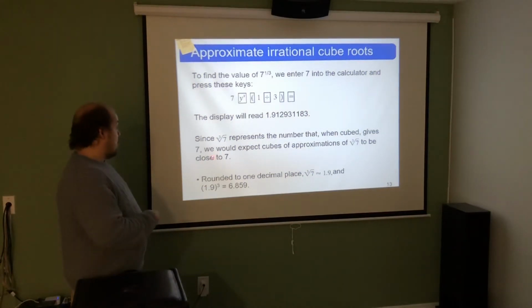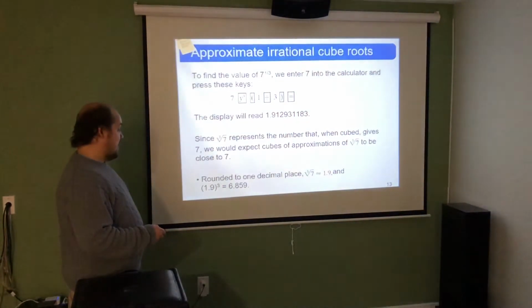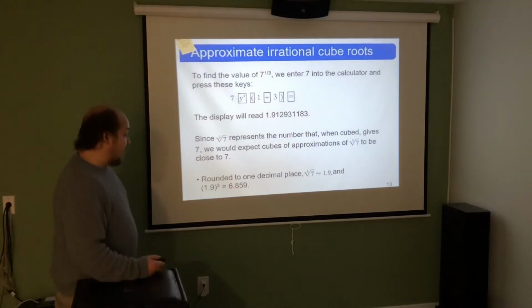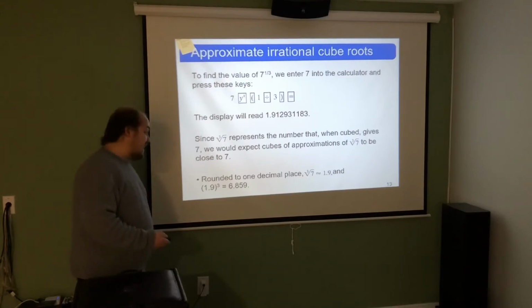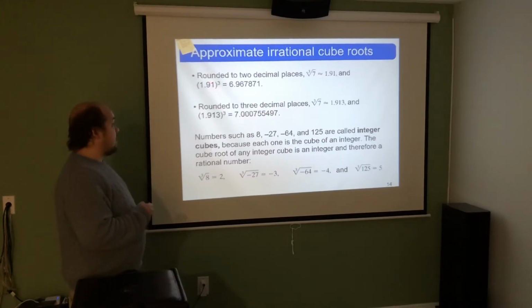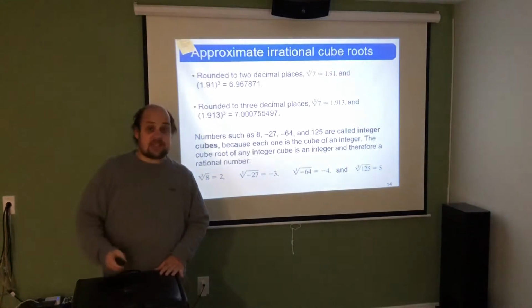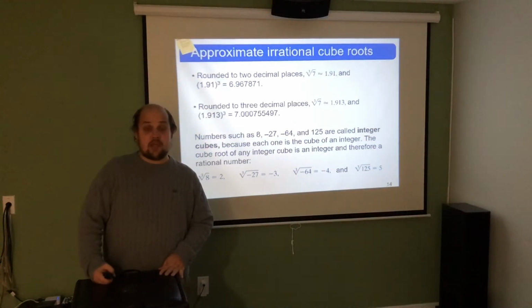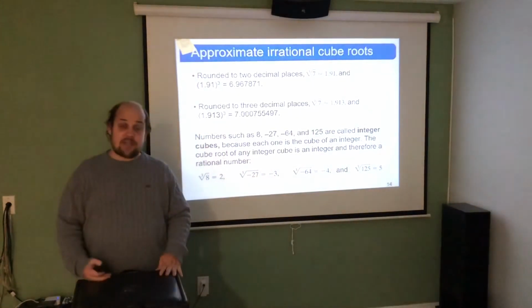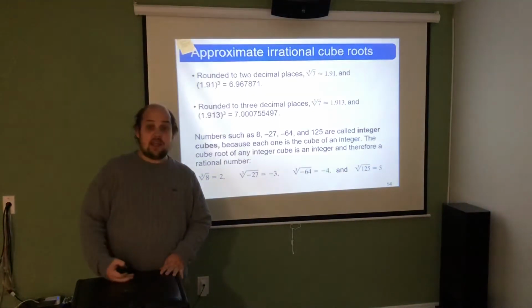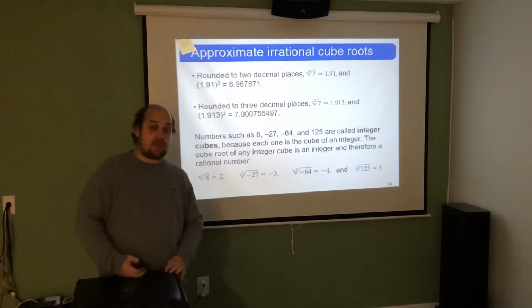So, if we wanted to take this answer and round it to 1 decimal place, we get 1.9. That would get us back to 6.859, but it's really not that close to 7. If we instead went to 2 decimal places, we're getting closer to 7. If we go to 3 decimal places, we're really close to 7. For most of these answers that you're asked to do in Cengage using your calculator, they say specifically to go to 3 decimal places. So that means we want to look at what the 4th decimal place is. If it's 4 or less, drop it. If it's 5 or more, round up the 3rd decimal place.